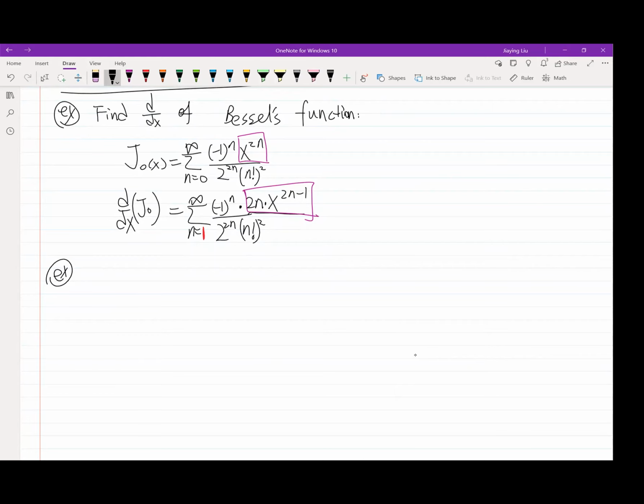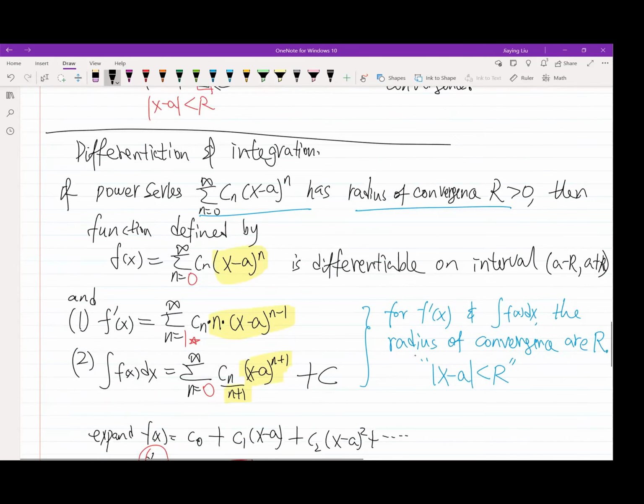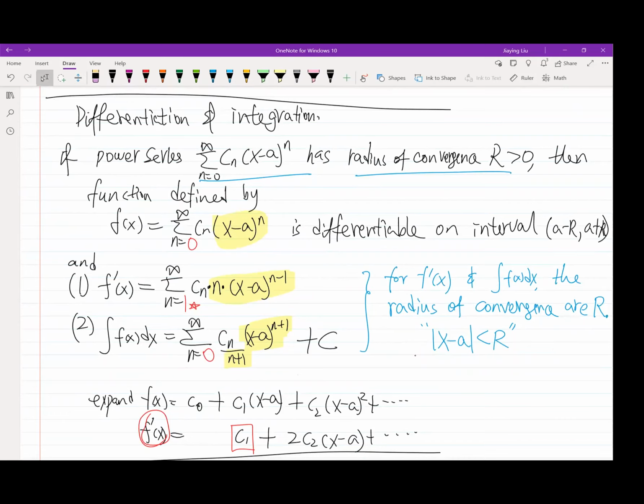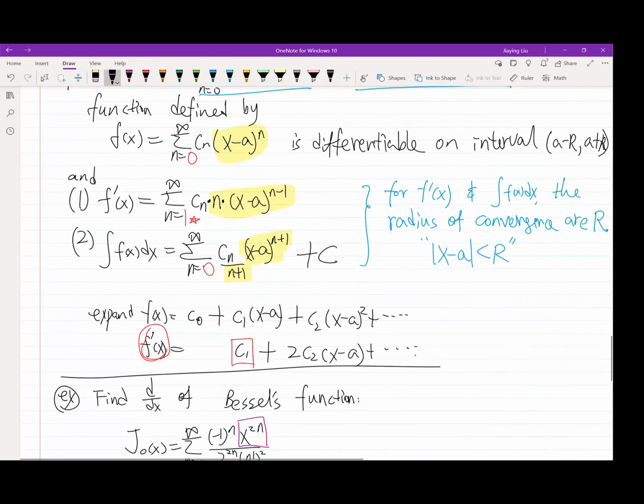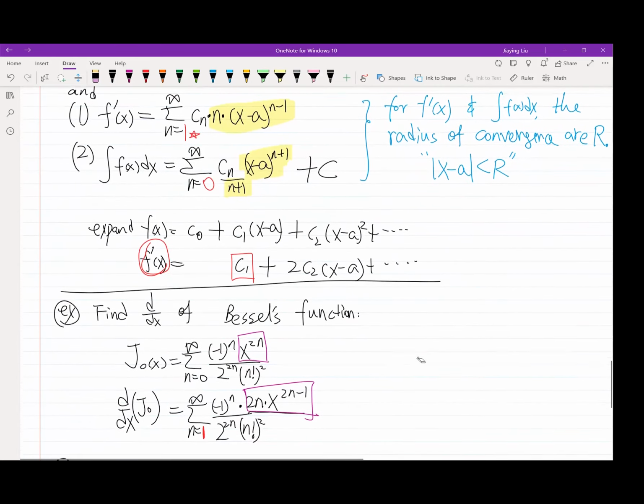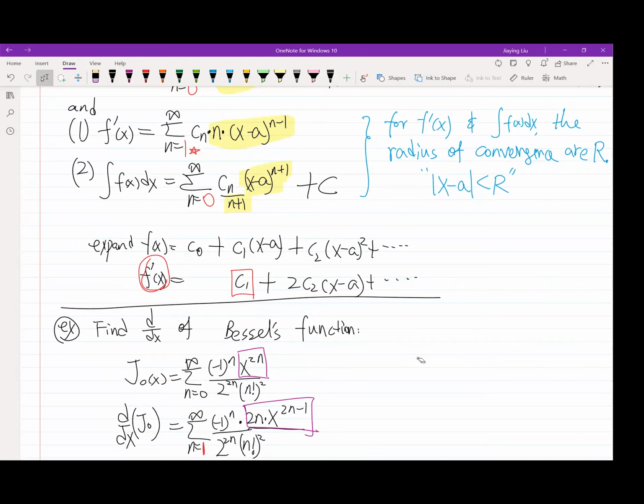Why did you write n equals 1? Well, like I said, when I write down the definition for the derivative and the integral, for the derivative of f, so for f of x is sigma n from 0 to infinity. When we take the derivative, we have n from 1 to infinity in the derivative. Like I explained earlier, when we take the derivative of f of x, the c0 becomes a 0 there. So the first term of the derivative begins with c1, not with c0. So that's why n will go from 1 to infinity, not from 0 to infinity.